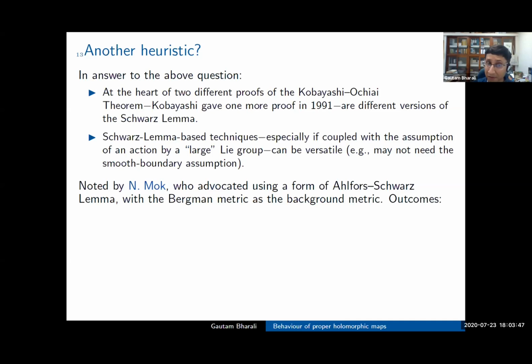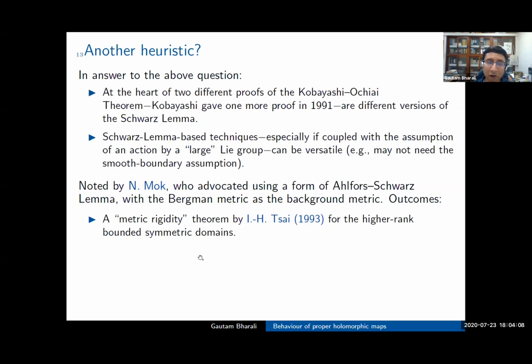What I just said, the versatility of Schwarz lemma-based techniques, was noted by Mok, who advocated using not the Schwarz lemma as such, but a metrical version of the Schwarz lemma called the Ahlfors-Schwarz lemma, with the underlying metric being the Bergman metric. One of the outcomes of this was a metric rigidity theorem by Tsai from the 90s for higher rank bounded symmetric domains. I'm going to define what I mean by a bounded symmetric domain, but to foreshadow, these are, in some sense, the generalization of the round ball in a very specific sense.